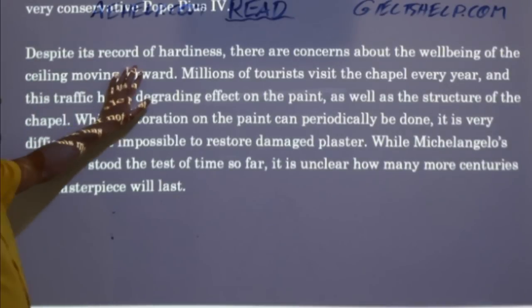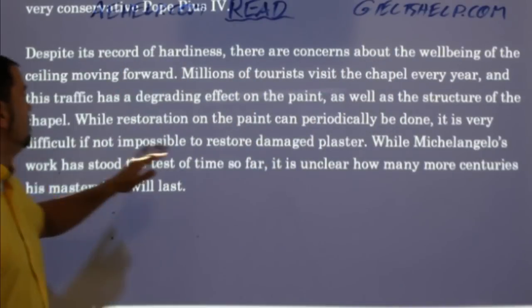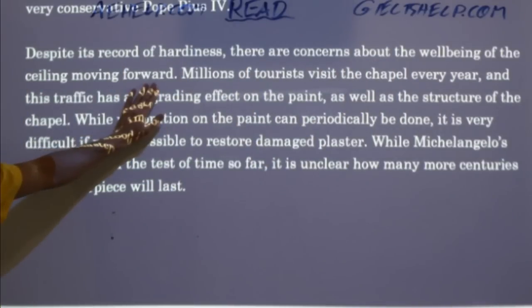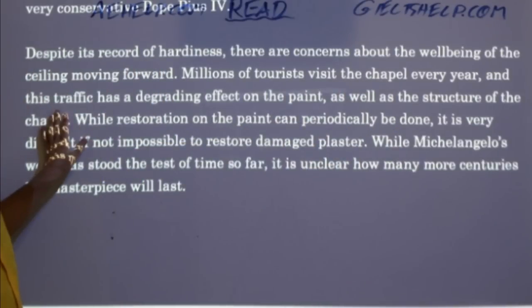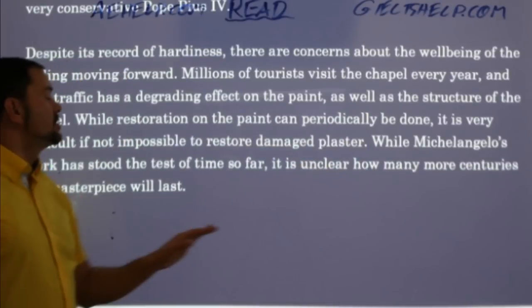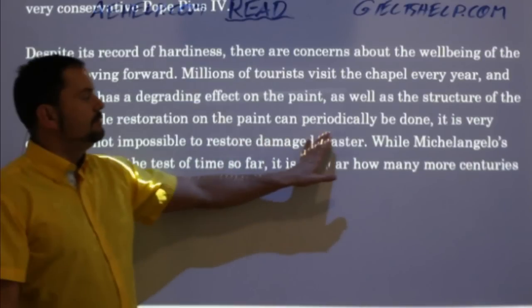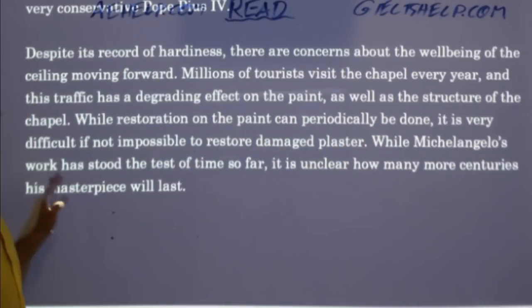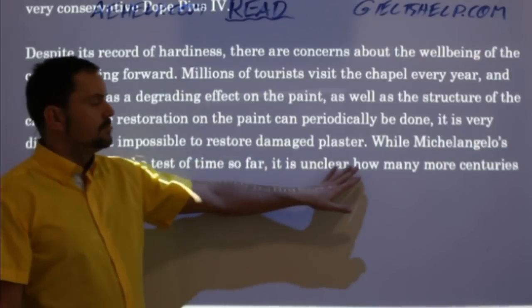Despite its record of hardiness, there are concerns about the well-being of the ceiling moving forward. Millions of tourists visit the chapel every year, and this traffic has a degrading effect on the paint, as well as the structure of the chapel. While restoration on the main paint can periodically be done, it is very difficult, if not impossible, to restore damaged plaster.